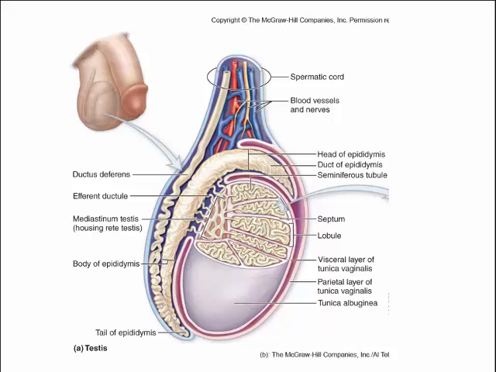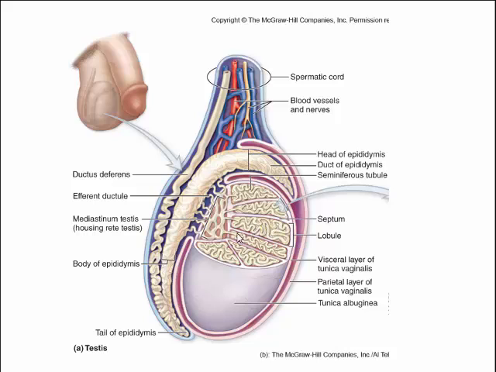Here we see the internal structure of the testis. The testis is subdivided into lobules by connective tissue septa. Within each lobule there are 1 to 4 separate seminiferous tubules. Each seminiferous tubule is highly folded and packed into the lobule. Seminiferous tubules are the site of sperm production.